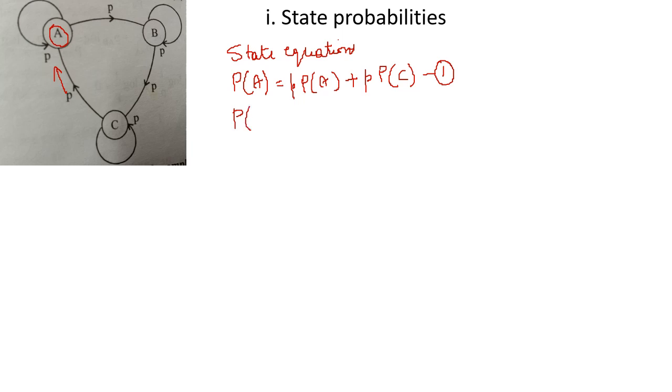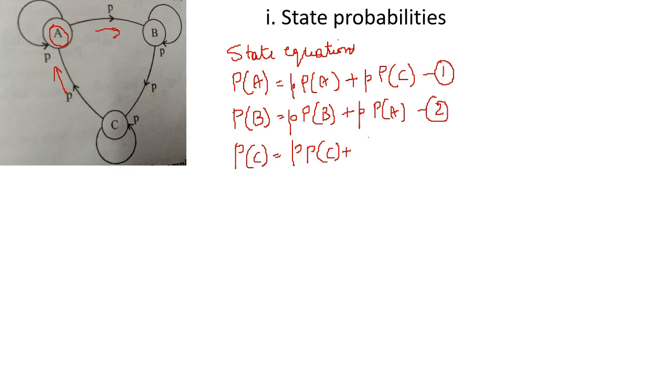Similarly, for the second node, P of B is equal to P into P of B plus the transition entering this state from A, which is P times P of A. So this is equation number 2. Next, P of C will be equal to P into P of C plus P into P of B. So this is the third equation. Now we need to solve these three equations.